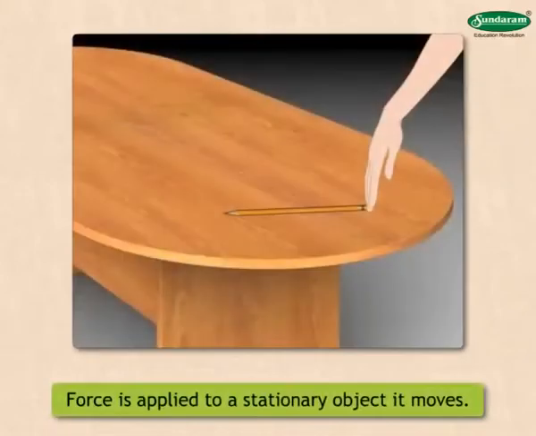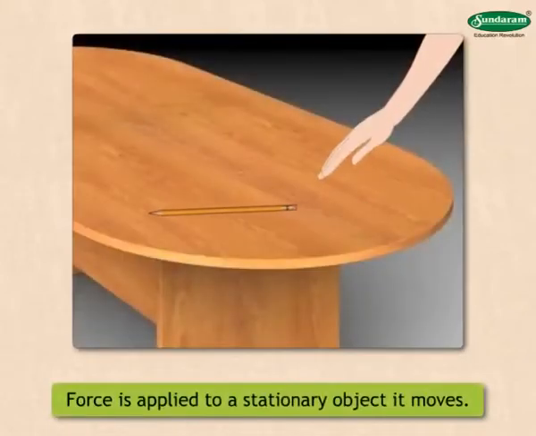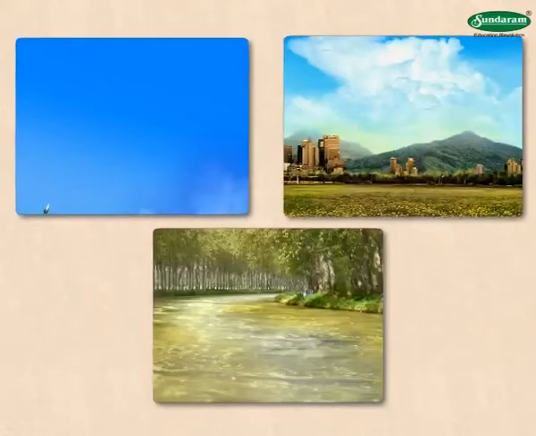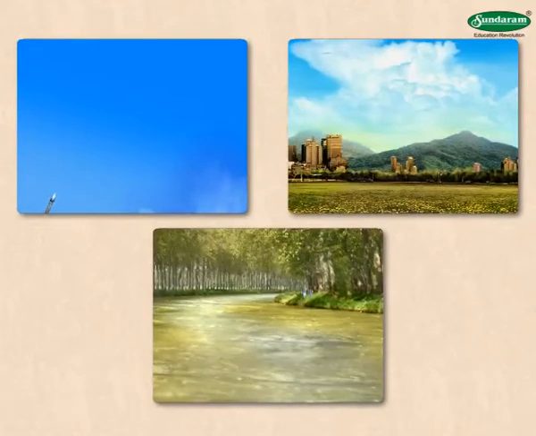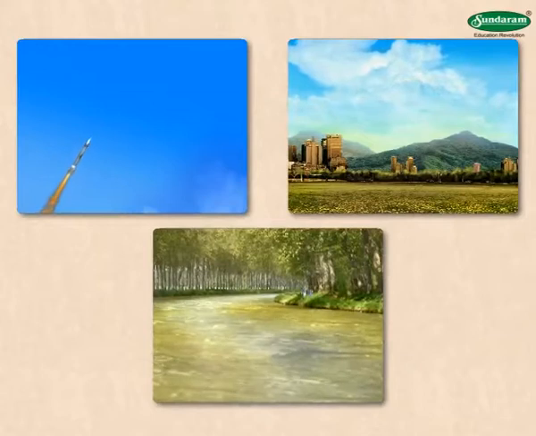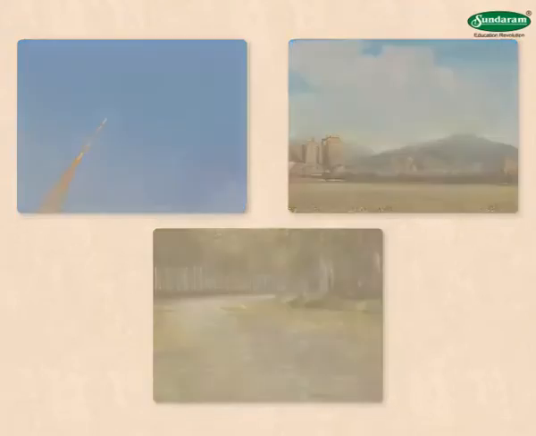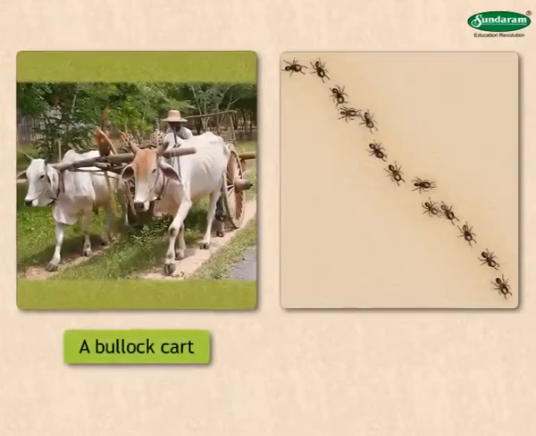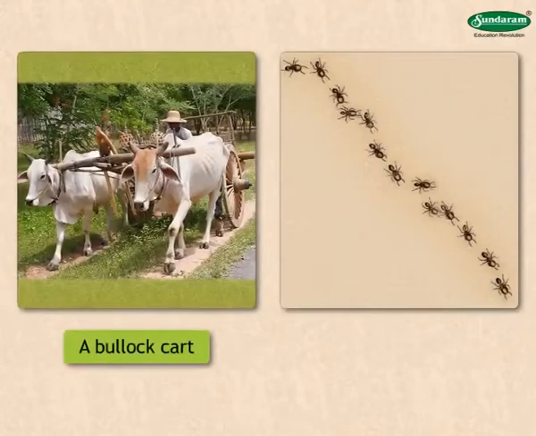You have learned that when force is applied to a stationary object, it moves. We see many things in the picture above. They are all moving, but each one moves with a different kind of motion. Linear motion. A bullock cart moves slowly in one direction.